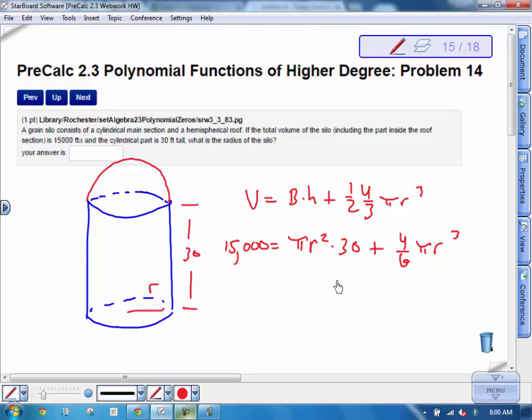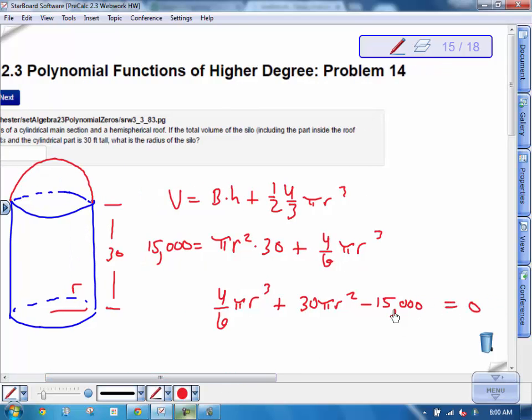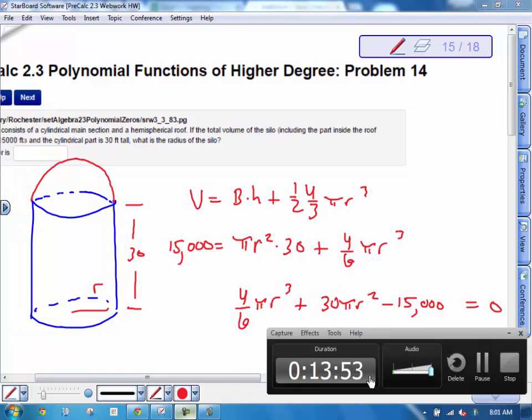So I just need to get this basically in standard form and solve for r. I'd graph it with decimals probably is the best way. In standard form, this would be 4/6 pi r cubed plus 30 pi r squared minus 15,000 equals 0. And then it's just a cubic polynomial. You use x if you want when you go to graph it. But graph it in decimals and go ahead and find r from there.